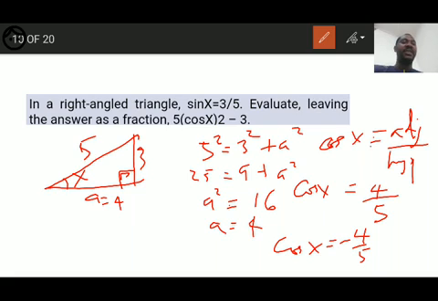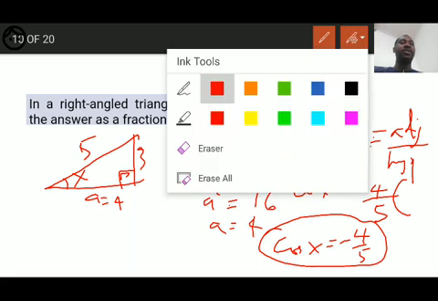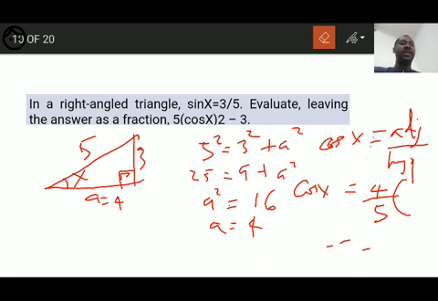Please don't forget this. If the angle is an acute angle, we just say cos x is 4 over 5. But if the angle is an obtuse angle, obtuse angles are angles that are greater than 90 but less than 180. It means that your cos x is minus 4 over 5. Okay? So, but in this question, I am going to be working with acute angle.